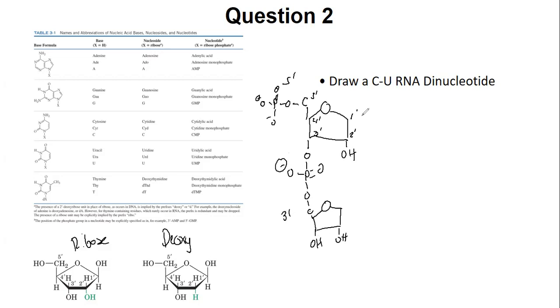Then my bases, first we have C. So we have an N there. I'm kind of bad at drawing these. Oh, running out of space, NH2. And there, double bond O. And then a U. Double bond O. So that's a CU RNA dinucleotide.